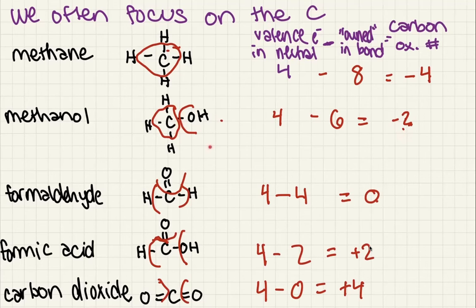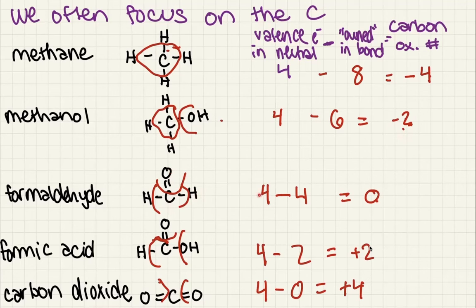Well, if you go from methanol to formaldehyde, now you're forming a second bond to oxygen. You're giving up a bond to hydrogen where you got to keep both of the electrons for a bond to an oxygen where you have to give those up. So in this case, our oxidation number is going to increase by 2 again.